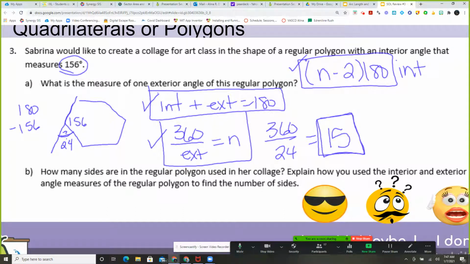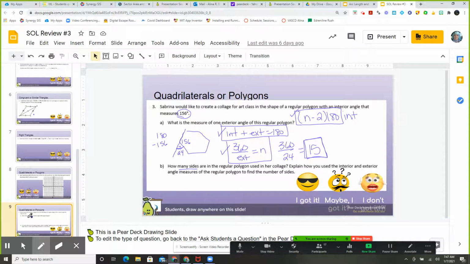How many sides are in a regular polygon that you use? Explain how you use the exterior angles. Oh, so that's just the explanation of what we just did. Okay. Questions on any of that? Do I need to go back to any of the slides? Anybody miss anything?